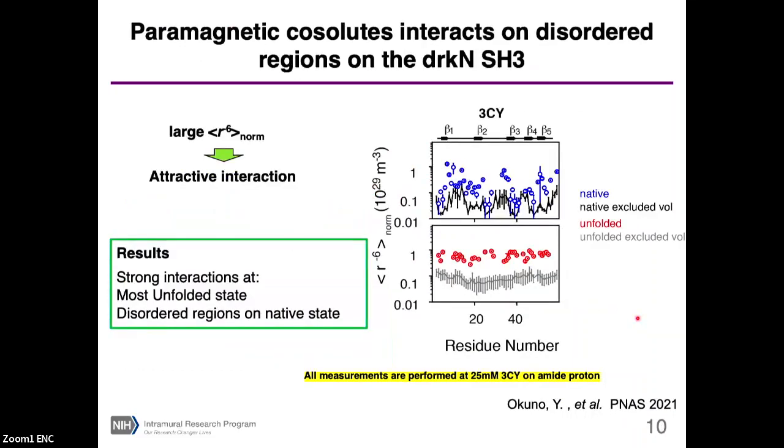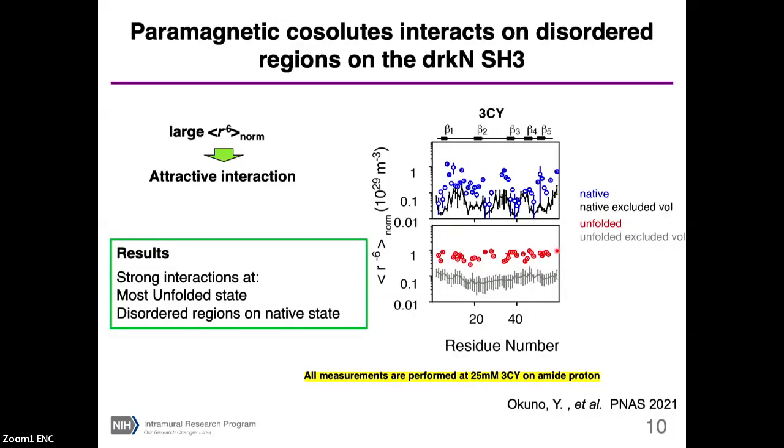And again, shown here is the R⁻⁶ for native state and unfolded state as a function of the residue number. And this is all coming from the amide proton interactions. And just to remind you, the larger the R⁻⁶ is, the more attractive the interaction is. The first immediate observation was that the unfolded state R⁻⁶ is much larger than the native state. So this already tells us that this 3CY preferentially interacts on the unfolded state rather than the native state.